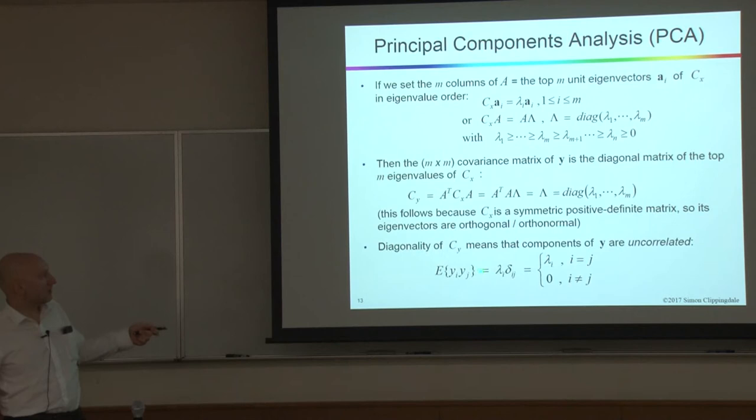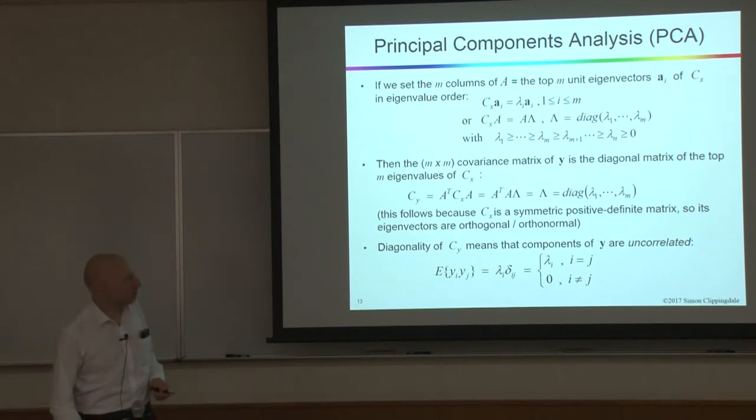And that means that the ith and the jth components, or our ith and jth features, are uncorrelated with each other. And this notation means that the expected value of this inner product here is lambda i, which is one of these eigenvalues here, only in the case where i and j are the same feature. For any different pair of features, these are uncorrelated. And that's a good thing.